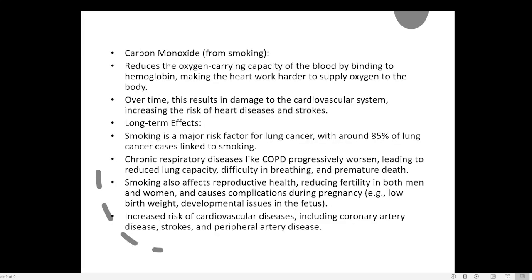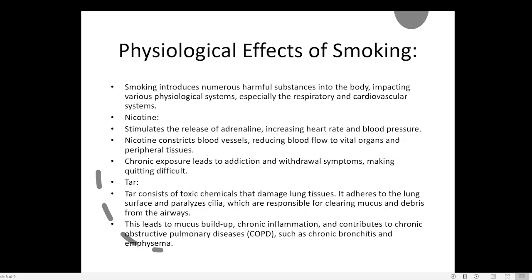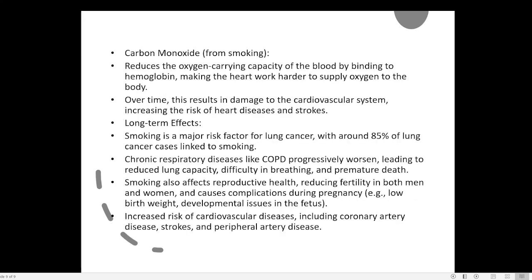Then another, third chemical. So one chemical that is present is nicotine. We have seen nicotine is mainly increasing the adrenaline rate. The problem with tar is that tar will be damaging the inner wall of the respiratory tract. And coming to the third one, that is carbon monoxide.